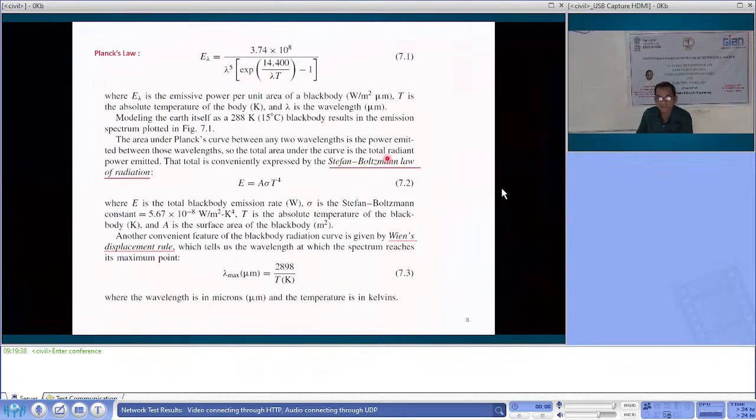Planck's law gives the emission power per unit of a black body. They consider the sun as one black body, the earth as another black body. A black body is a perfect emitter and perfect receiver. So that is the analogy that is used.